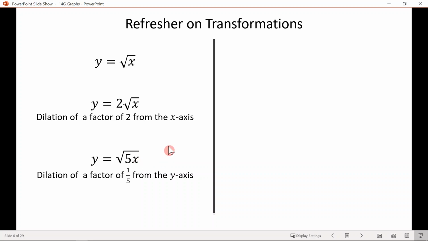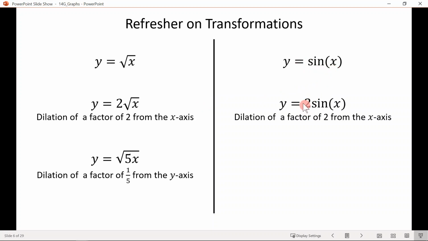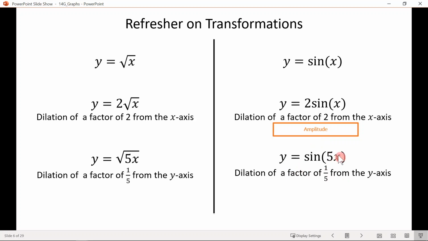We know this. Well, these principles hold true for circular functions. So for instance, when I'm dealing with y equals sine of x, if I have a number out the front, I know that this 2 is going to cause a dilation of a factor of 2 from the x-axis, just as it did over here. And it's this idea that is going to be linked to the idea of amplitude. And then when we have a number next to our x, this is when we're going to have a dilation of a factor of 1/5 from the y-axis, just as we did over here. And it's this idea that is linked to the period.